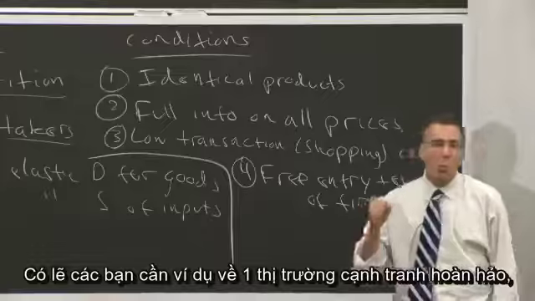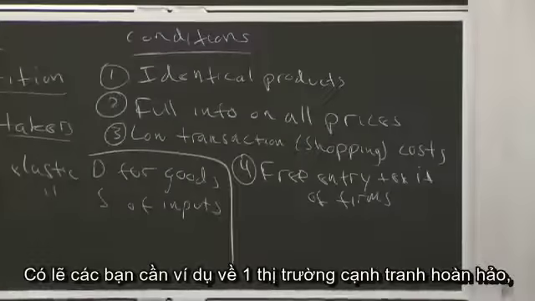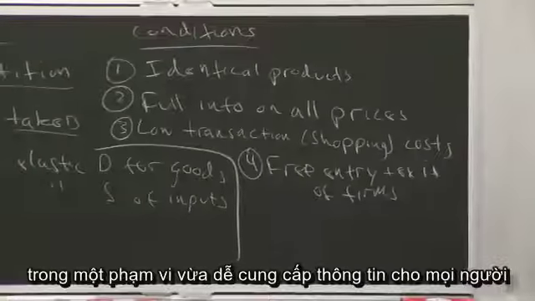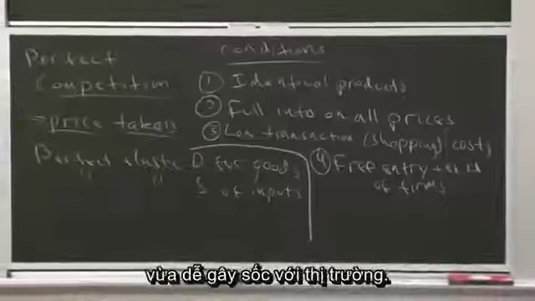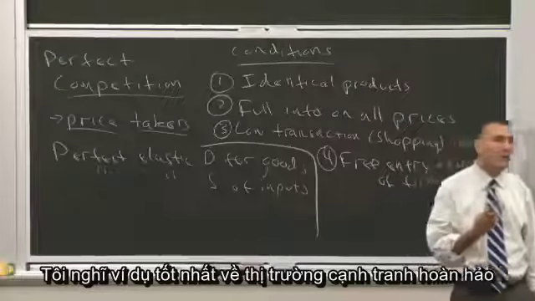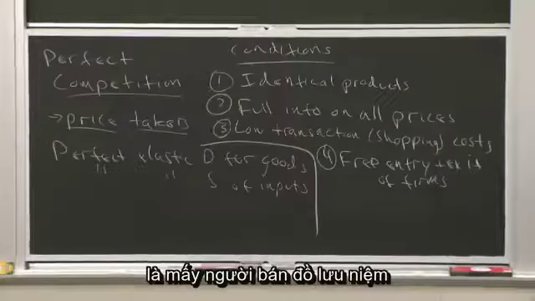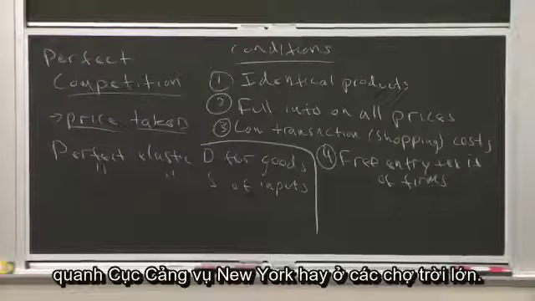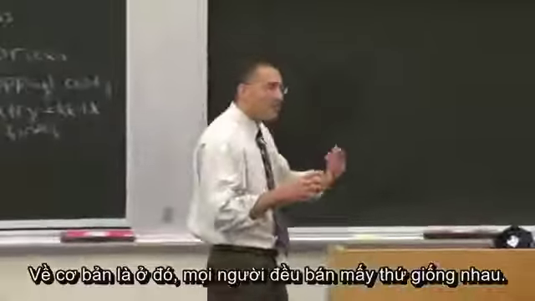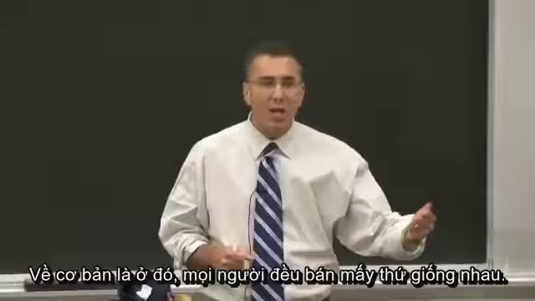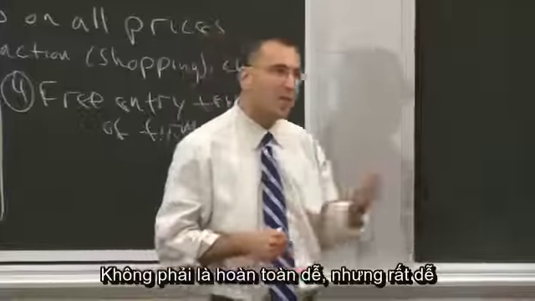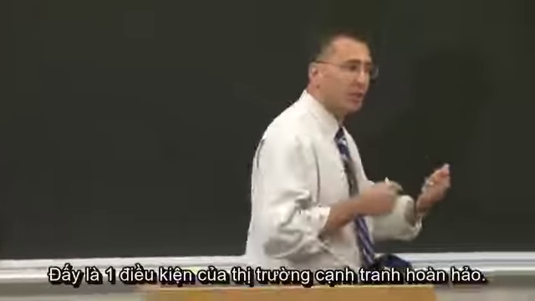So basically, what you want for a perfectly competitive market is a market where producers are selling homogeneous goods in an easily informed, easily shopped arena. I think the best example of a perfectly competitive market is those guys selling schlocky touristy things around Port Authority in New York, or in any large open-air market. Basically, in that area, these guys all sell the same crap. You can go from one to another quite easily, and it's quite easy to find out what the prices are. That's not perfectly easy, but it's quite easy.